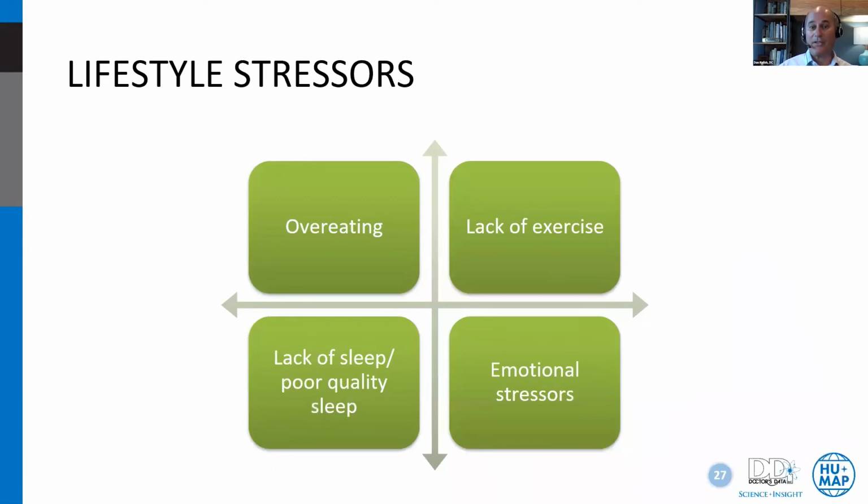And then lifestyle stressors, there's 4 of the major lifestyle factors that we think about: eating, diet, exercise, too much, too little, lack of sleep, poor quality sleep, and then emotional stressors. And so usually part of an initial adrenal program that's well designed is to address one of the lifestyle factors and make sure that you get the person on track. It's usually too much for people to handle more than one. I usually start with diet.